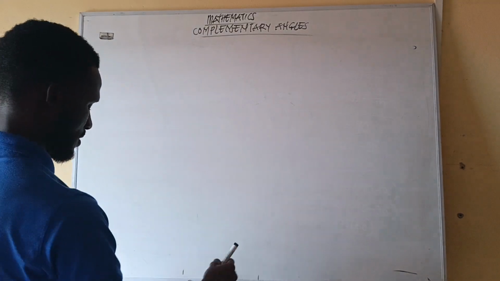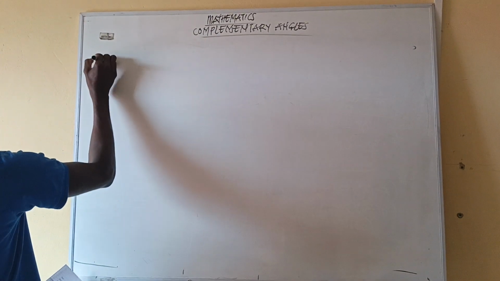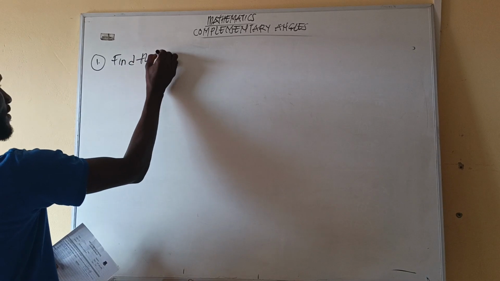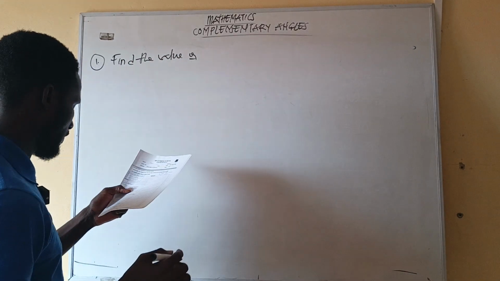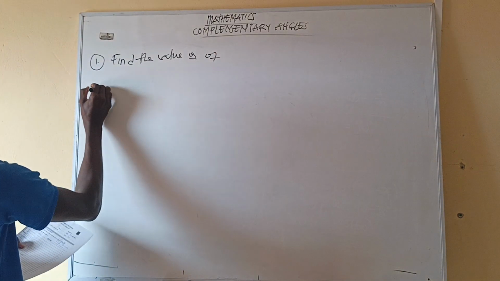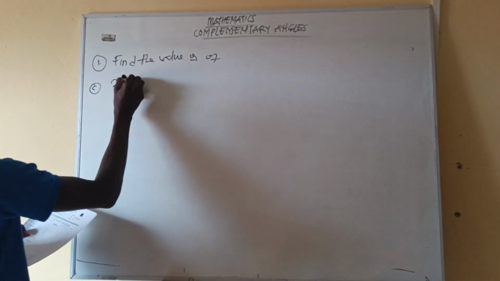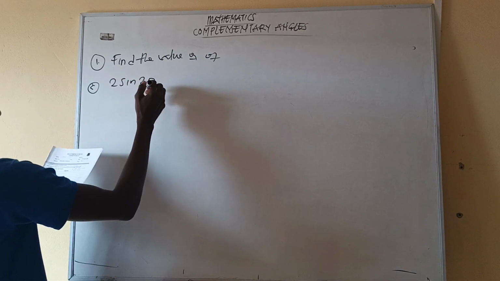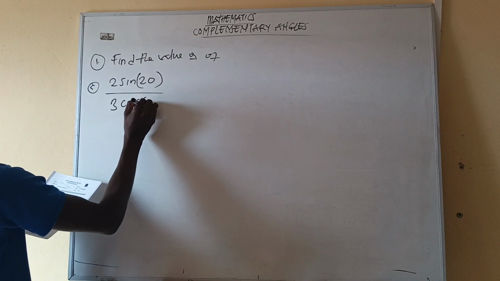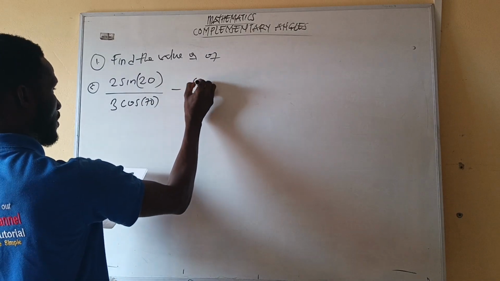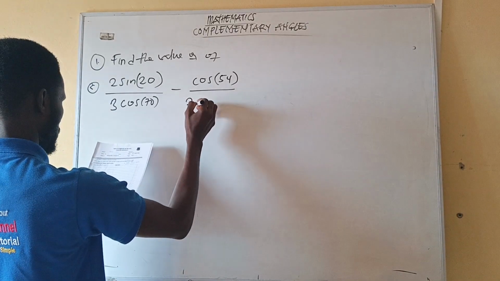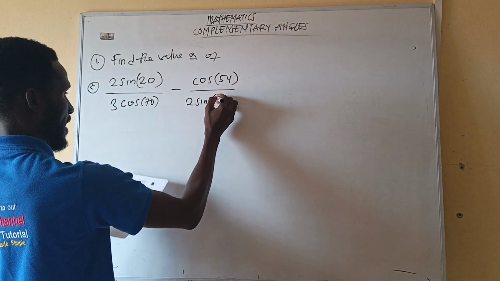Now we are going to solve the questions here. Now question number 1. Now we are to find the value of. Now I'm going to solve these two questions. A: 2 sine 20 divided by 3 cos 70, minus cos 54 divided by 2 sine 36.